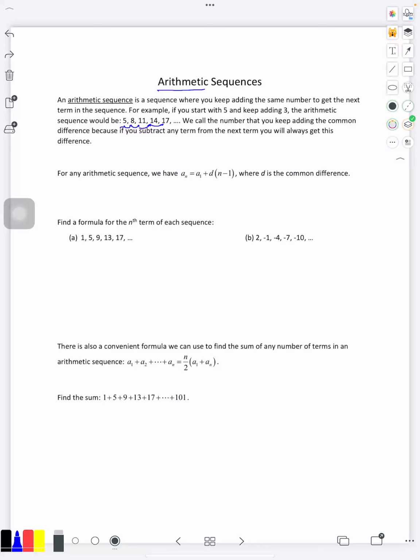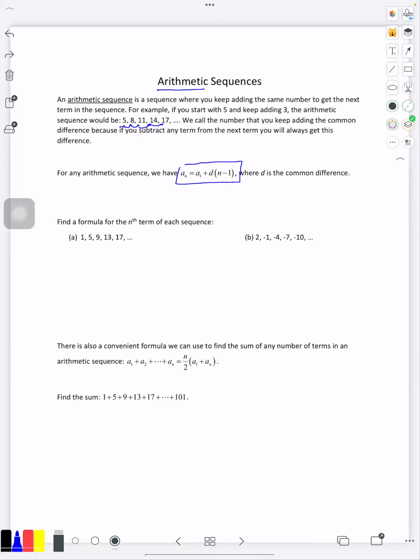Now, when you have an arithmetic sequence, we have this nice formula here that says the nth term is always the first term plus d, the common difference, times n minus 1. So the common difference is the number you're adding each time. Because of this fact, problems that ask you to find a formula for arithmetic sequences can follow a nice straight pattern instead of having to guess what your pattern is.